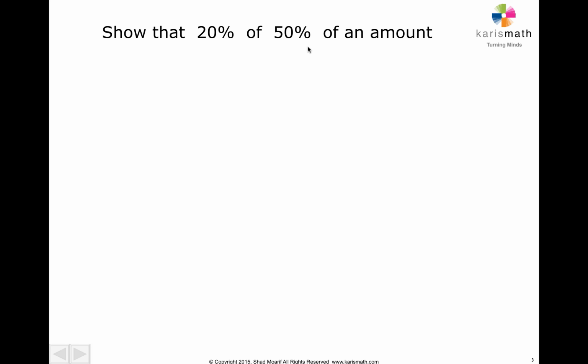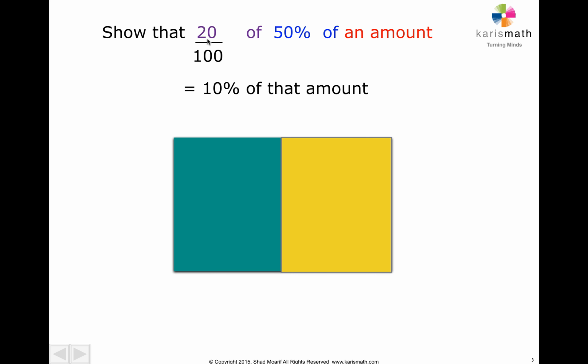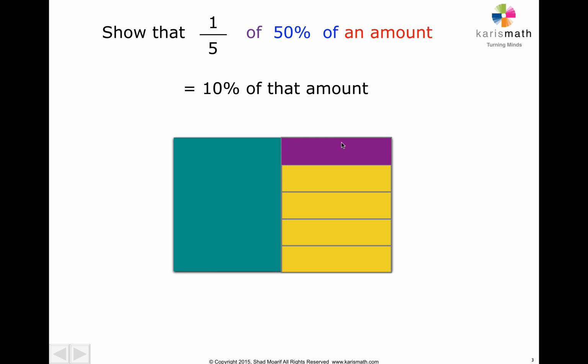Show that 20% of 50% of an amount is the same as 10% of that amount. How do we show that? This is not difficult at all. You take this amount, 50% is of course half of this, so let's show 50%. That's 50% right there. Now we show 20% of this. Now 20% we know is 20 out of 100, right? Which is 2/10 or 1/5. So if we break this into 5 equal parts, then one of them is this much. This is 1/5 of 50%, or 20% of 50%.